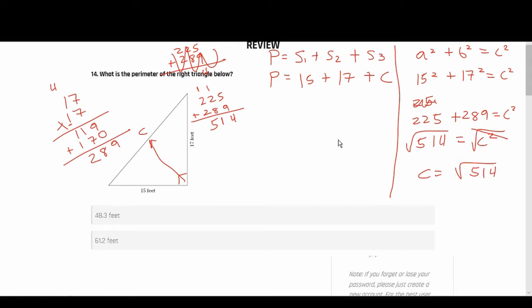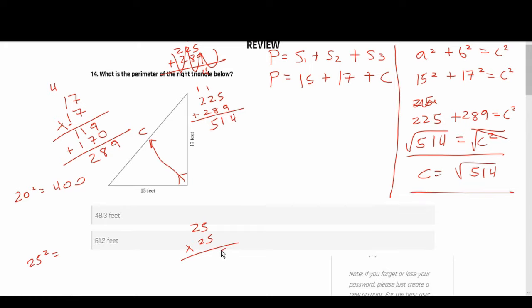Now if you've gotten this far, you're probably saying, how do I find the square root of 514? Well, the trick is not to find the square root of 514. Rather, the trick is to estimate it. Okay, so I know 20 squared is 400. And I also know 25 squared, which I can do very quickly.